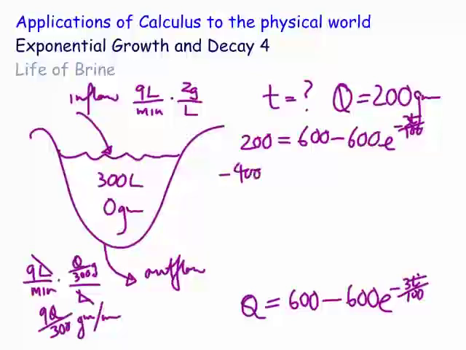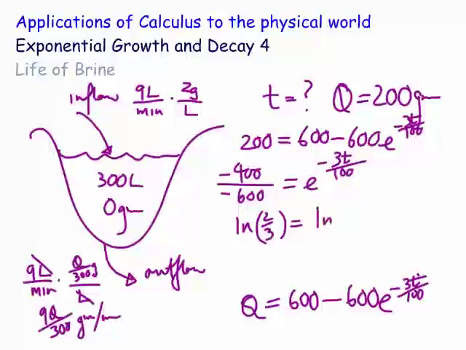Let's divide by minus 600 as well, and that's going to equal e to the minus 3t on 100, where t is the one we're after. This is going to equal 2/3. We need to take the logs, so let's take the ln on the left. This becomes ln of 2/3 equals the ln of e to the minus 3t on 100. This is how we get these powers down, remember, using our log laws.